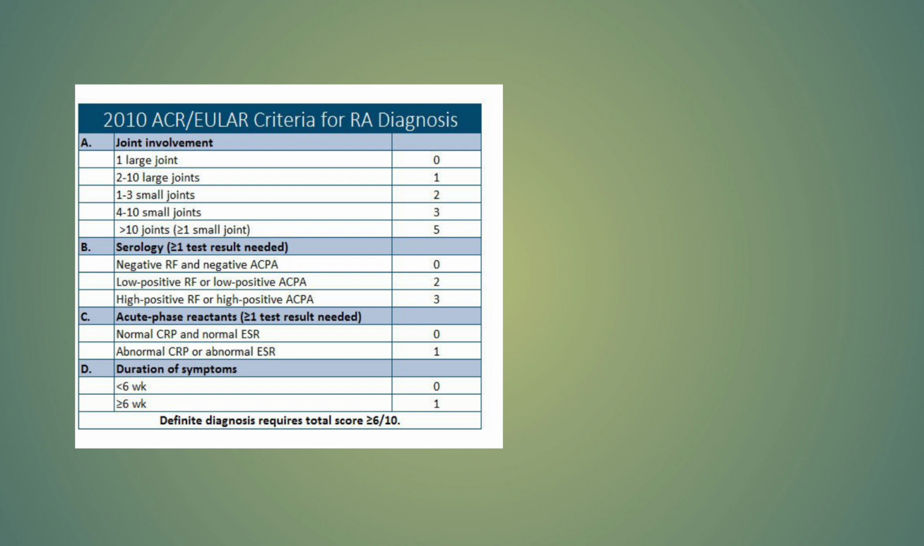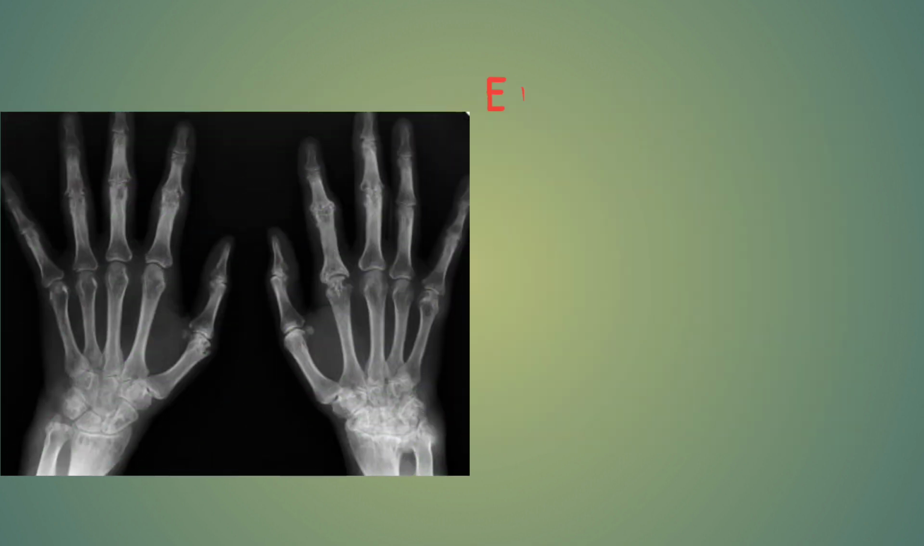Then we can take the help of history and X-rays as well, which will then give us a definite diagnosis, but you have to simply memorize this table and then apply it on the patient frequently, and then you will get the knack to diagnose the patient with rheumatoid arthritis. So it has four components. Just memorize this table. Now let's discuss the X-ray finding.